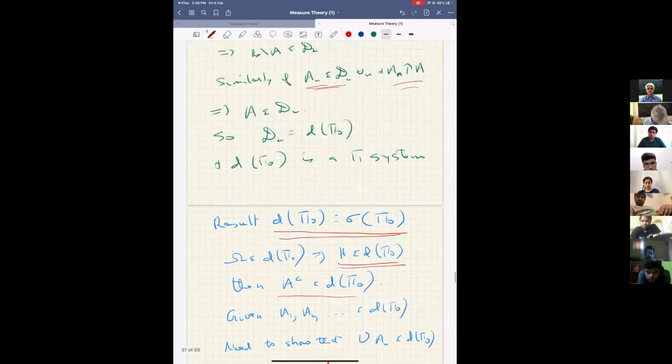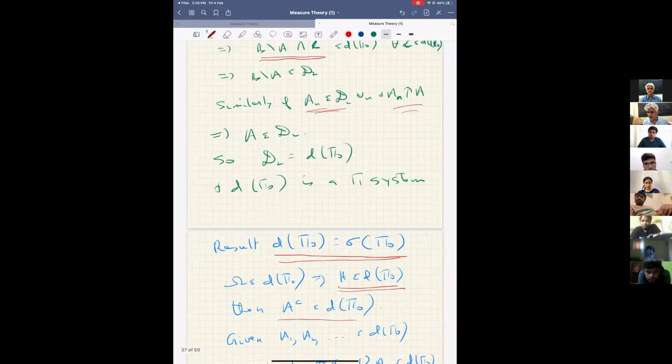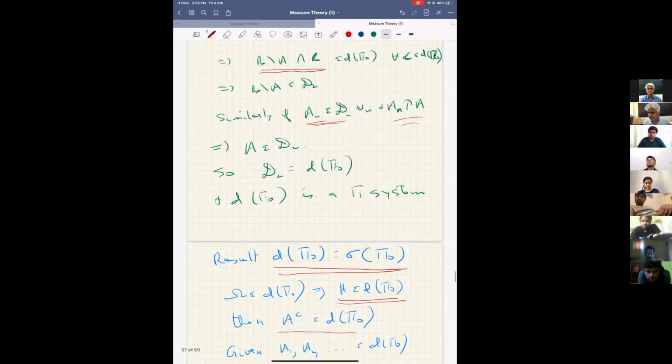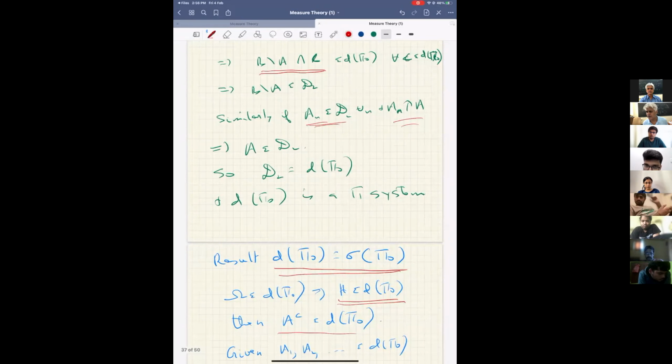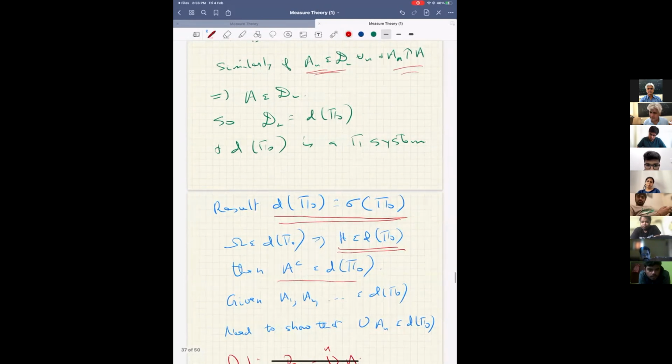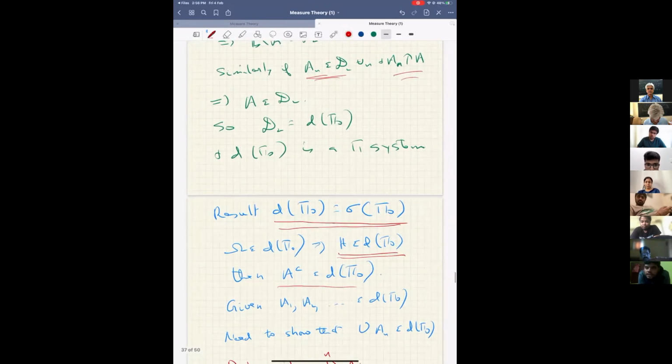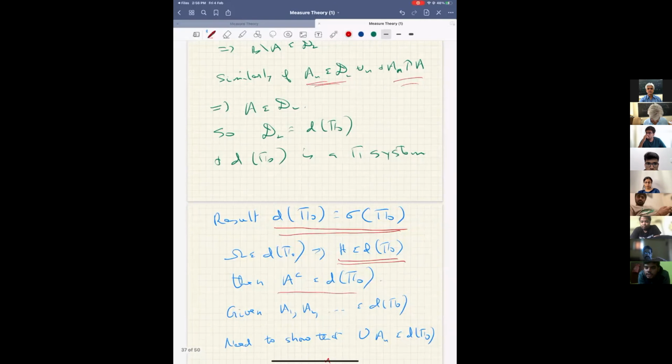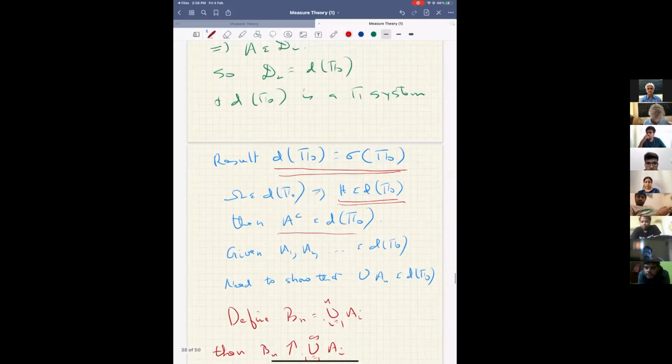And given A1 and A2 are in D of pi 0, arbitrary A1, A2 now, their union should also be in D of pi 0, right? For it to be a sigma algebra. Why is that the case? You can create an increasing union by B2 equal to A1 union A2, B3 equal to A1 union A2 union A3. So it is an increasing union.